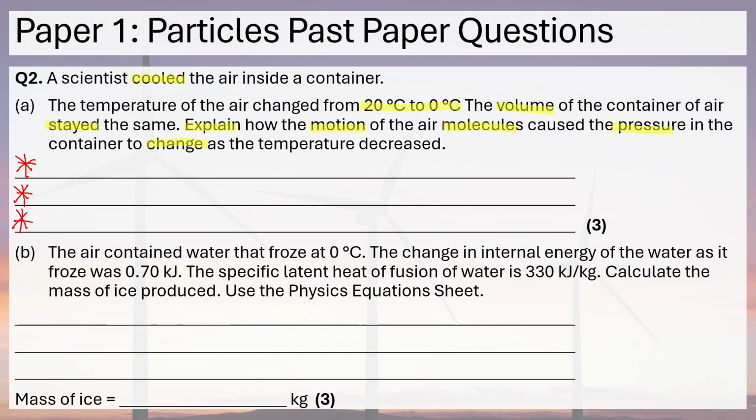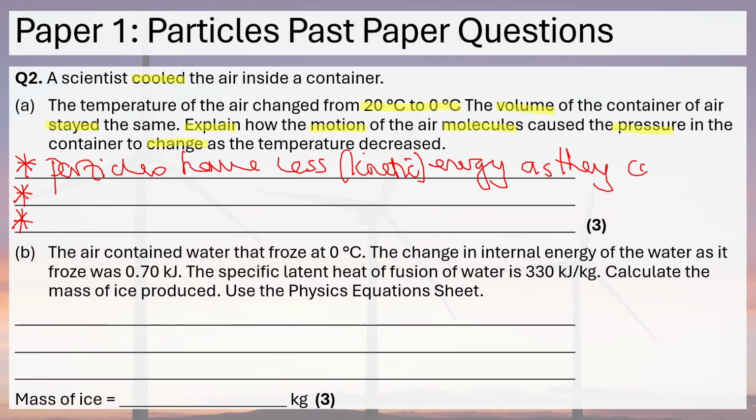So we know that as the air gets cooler, the particles are going to be moving less fast, or they're going to have less energy. So I'm going to put in here that the particles have less, and in fact it's kinetic, isn't it, energy as they cool. So we know that that is definitely a true fact. As a result of that, then, because they're moving less quickly, they've got less energy, they're going to collide less often with the walls of the container. So there's fewer collisions with the wall of the container.